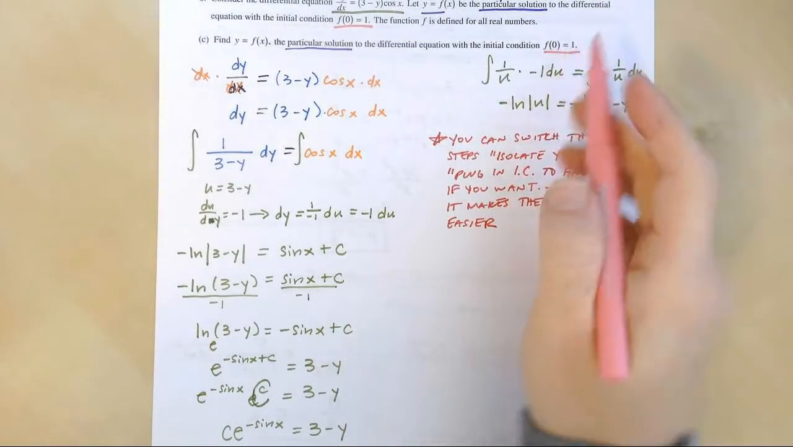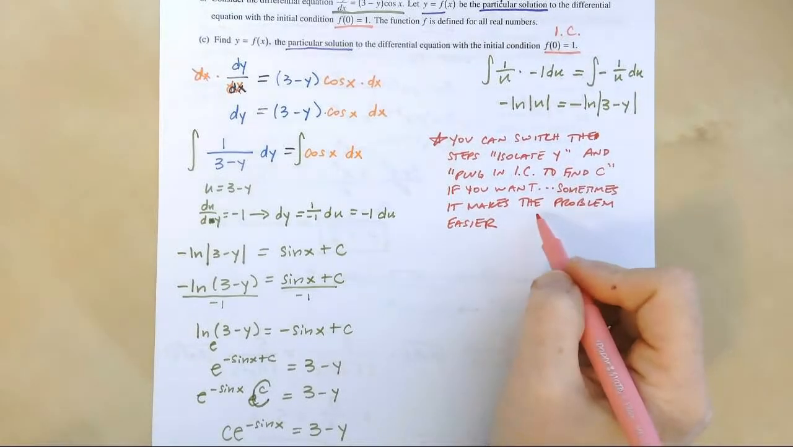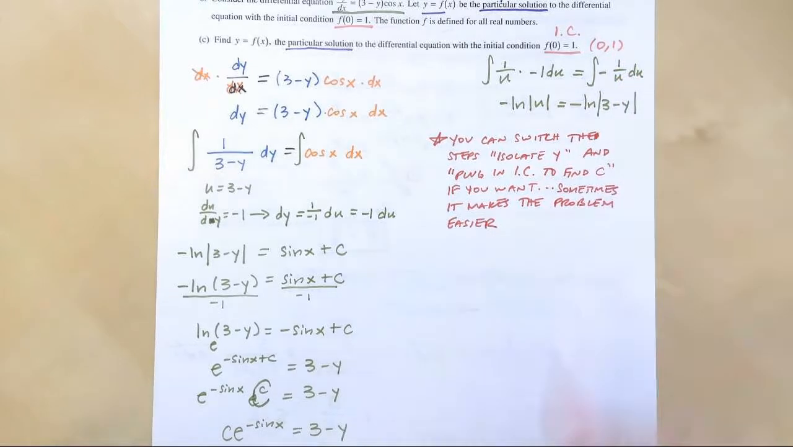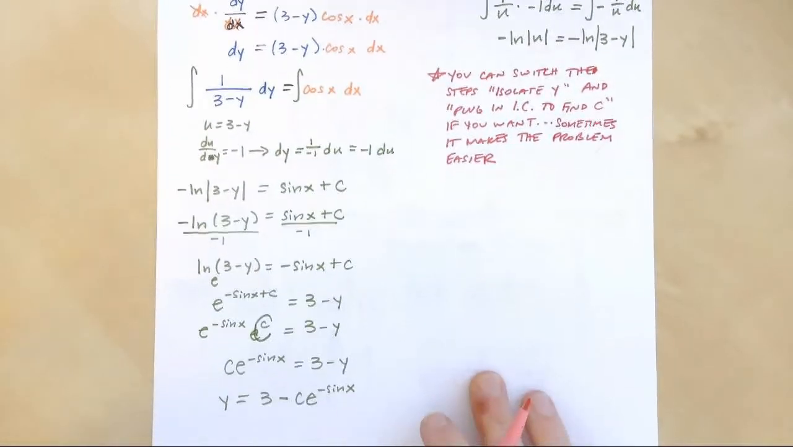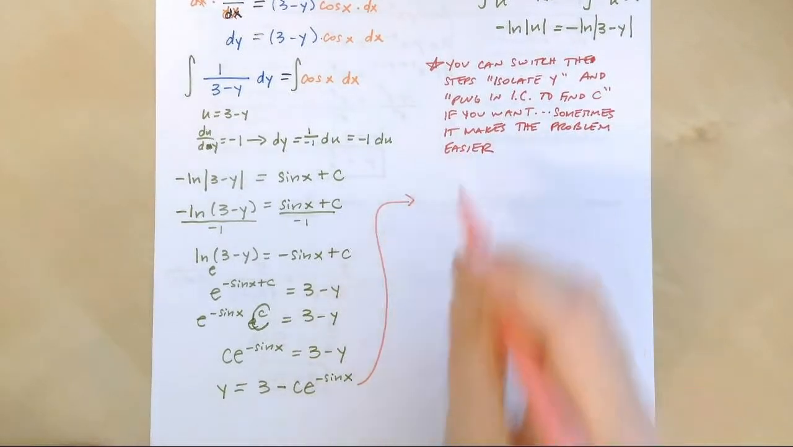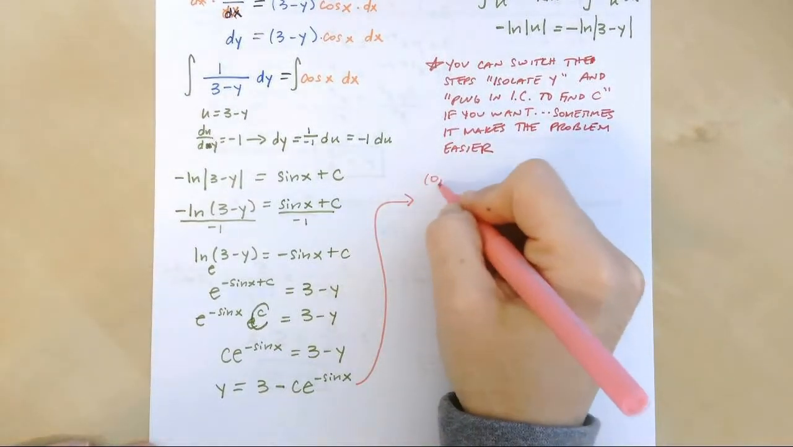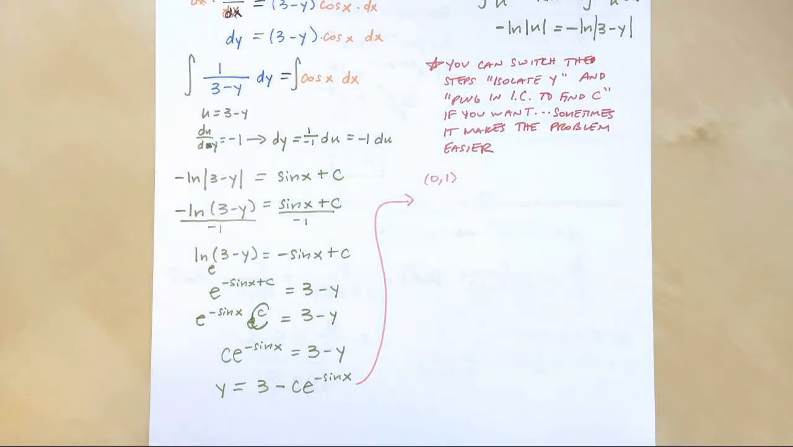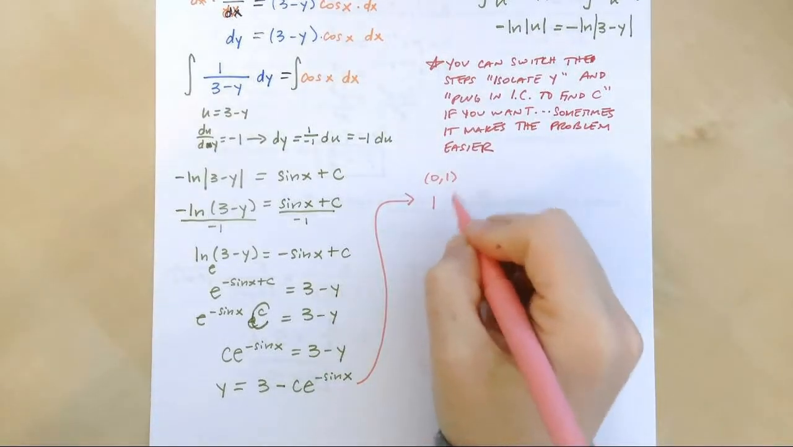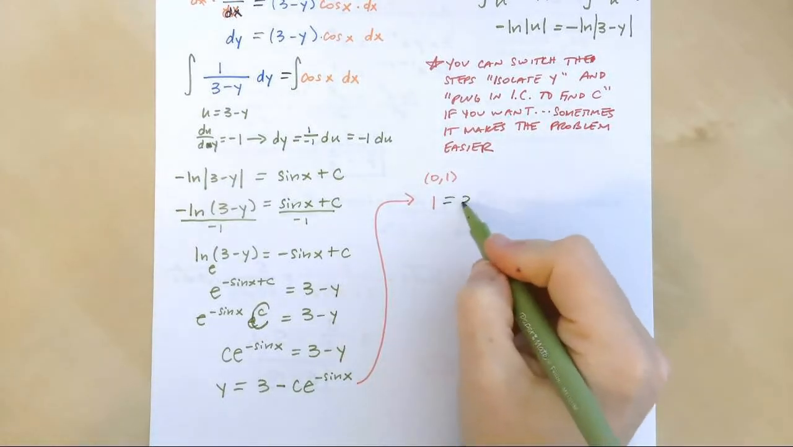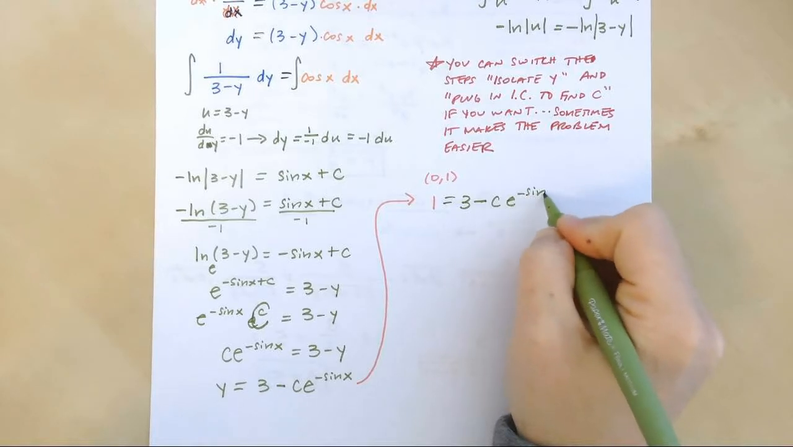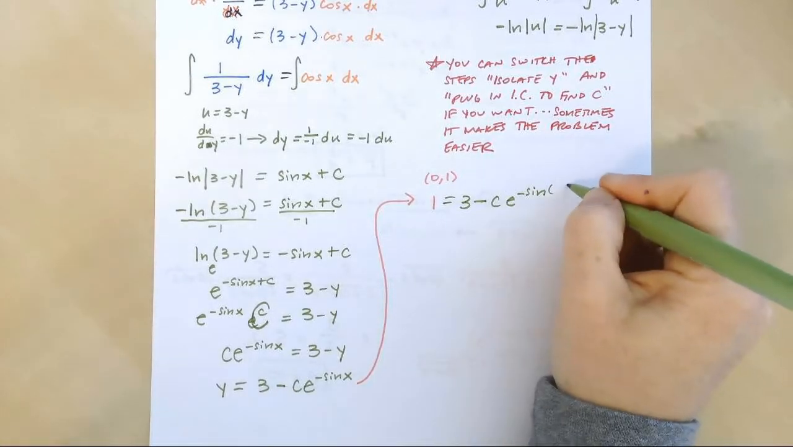So let's keep going. We have the initial condition, IC is what I called that down here. f of 0 equals 1. That is the same as the point 0, comma 1, right? Okay, so I'm going to bring it over here, and we're going to plug in the point. I'm going to put a note, we're plugging in this point, 0, 1. So we have y is 1, so we'll get 1 equals 3 minus c e to the negative sine, and then instead of x, we're plugging in 0.